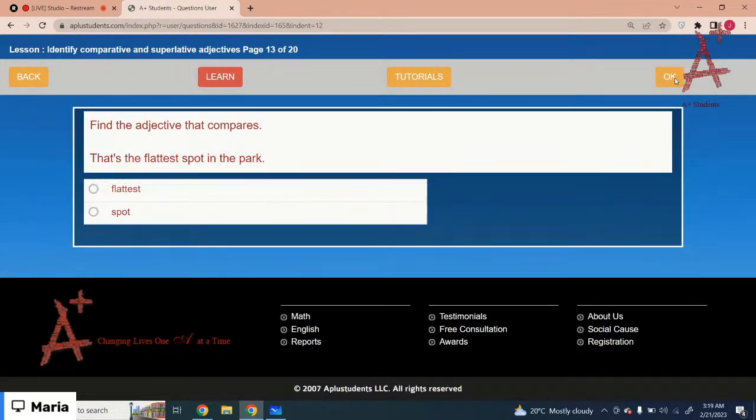Find the adjective that compares. That's the flattest spot in the park. So which is the correct option?